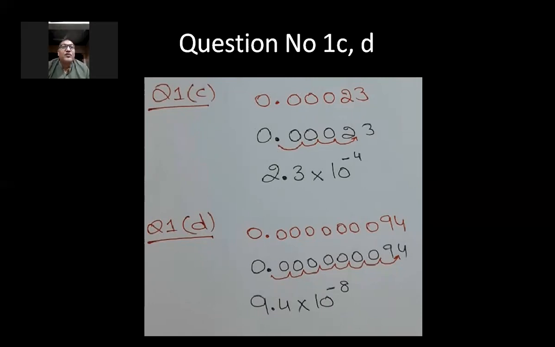Then we have 0.00000094. So I will move the decimal: 1, 2, 3, 4, 5, 6, 7, 8. 8 steps to the right, so the power will become minus 8. So we will have 9.4 power minus 8. You see, this number here should be more than 1 and less than 10.